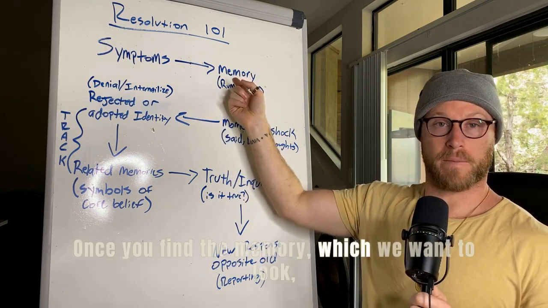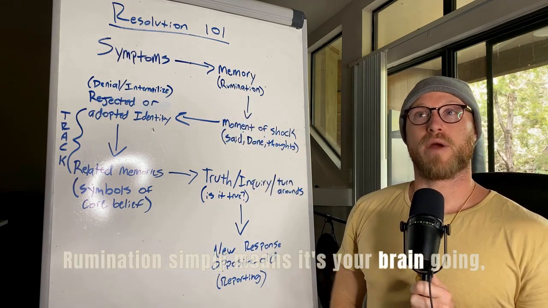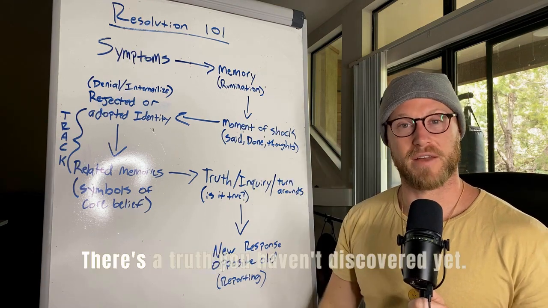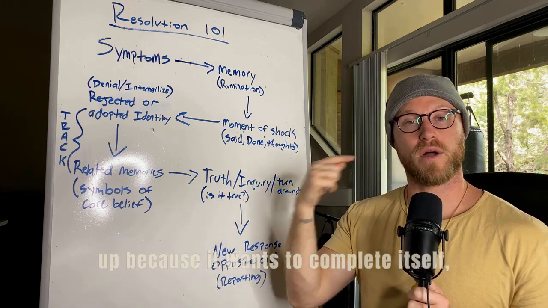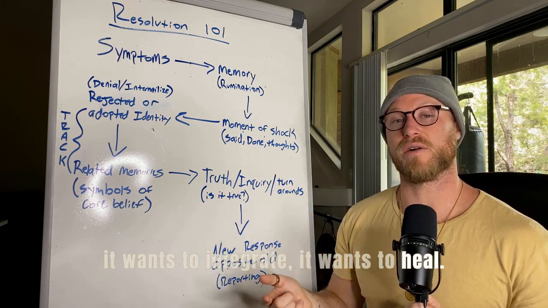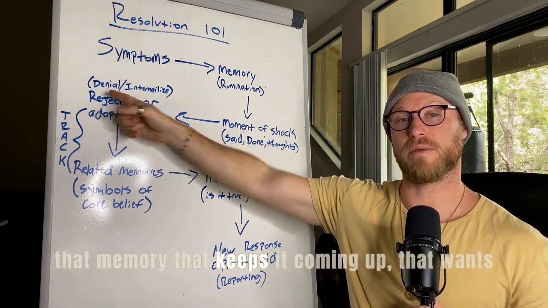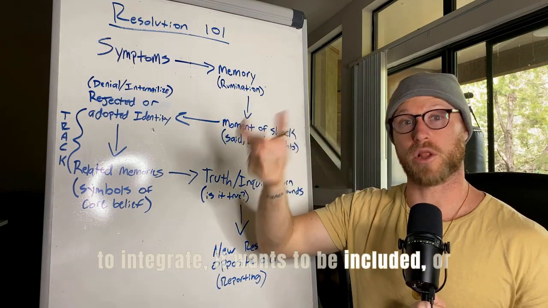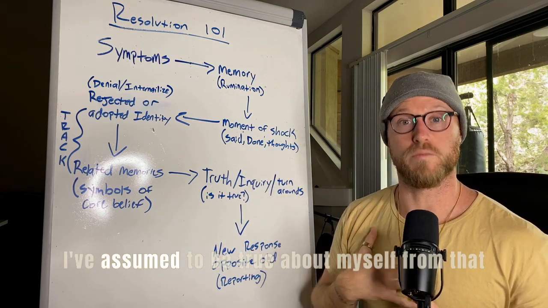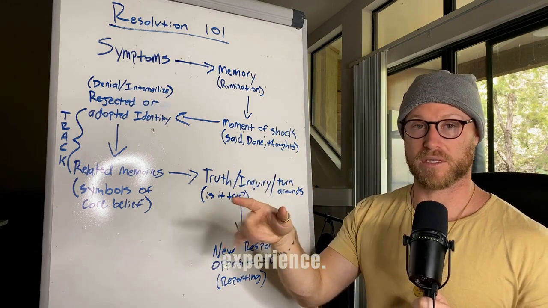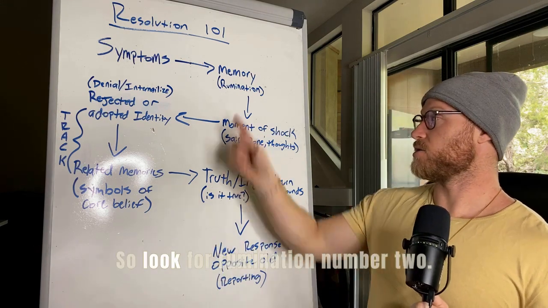Once you find the memory, the key quality of the memory we want to look for is rumination. Rumination simply means it's your brain going, look, there's something here you haven't discovered yet. There's a truth you haven't discovered yet. And we're going to keep bringing it up because it wants to complete itself. It wants to integrate. It wants to heal. So there's something, and I'll get to this in a moment, there's something I've either denied in that memory that keeps it coming up, that wants to be included, or something that I've internalized, some lie that I've assumed to be true about myself from that experience. And it's bringing it back up because that wants to be integrated and understood and transformed. So look for rumination.